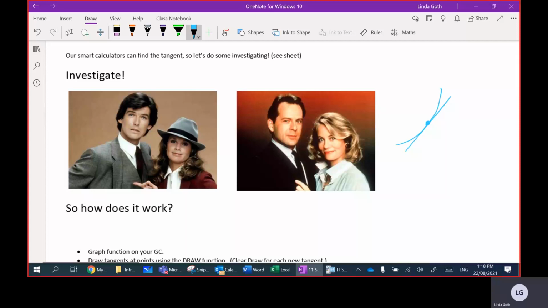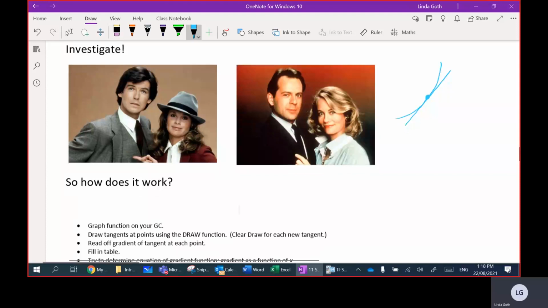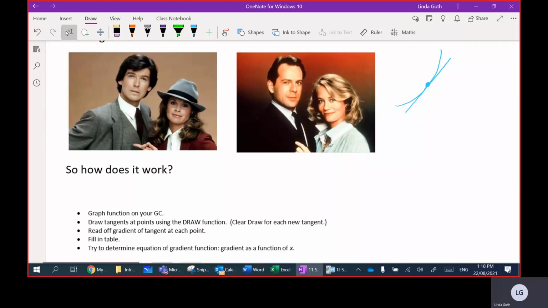Now, why have I got those pictures on the screen? Well, they are investigators from some really bad shows in the 80s. You might recognise Bruce Willis and Pierce Brosnan there. That can be your homework to go and find out what those shows are. They were pretty terrible. All right, you've got your graphics calculator handy.